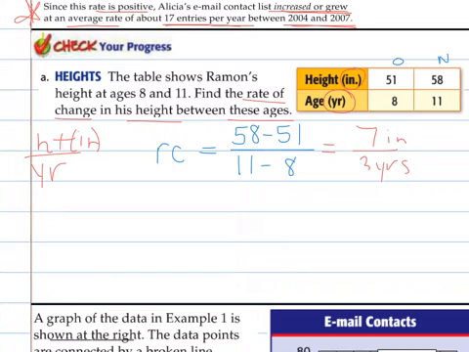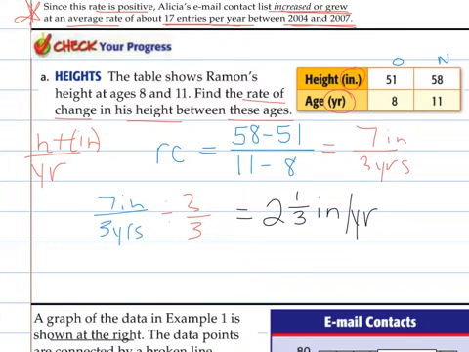So I want to know, on average, how much did he grow in 1 year? So that's 7 inches in 3 years. To find a unit rate, it's really like I'm dividing both the top and the bottom by 3. And 3 goes into 7 2 times, with one of the 3 remaining. So it's 2 1/3 inches per year that Ramon grew. And I like to use fractions because I'm normally going to, in inches, talk with fractions rather than decimals.